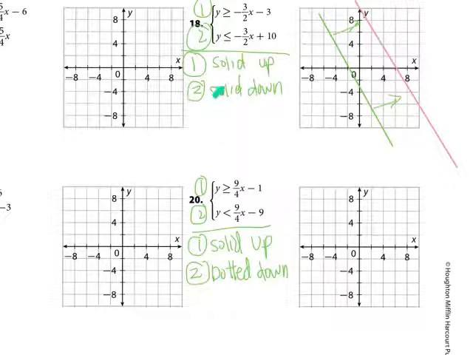Next, so I have a solid line. Now I need to put in my shading. So my shading is supposed to be going down. So I'm going to make sure that I put some arrows going down from that line.